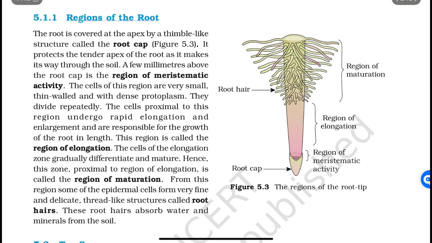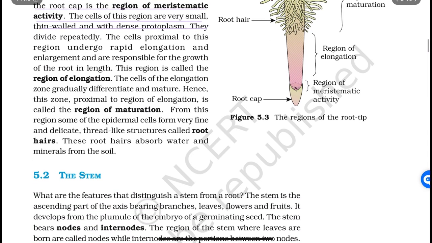The root is covered at the apex by a thimble-like structure called the root cap. It protects the tender apex of the root as it makes its way through the soil. A few millimeters above the root cap is the region of meristematic activity. The cells of this region are very small, thin-walled, and with a dense protoplasm. They divide rapidly. The cells proximal to this region undergo rapid elongation and enlargement and are responsible for the growth of the root in length.